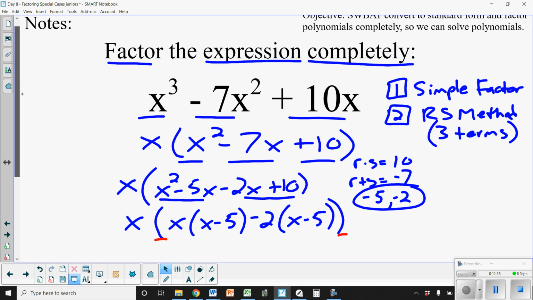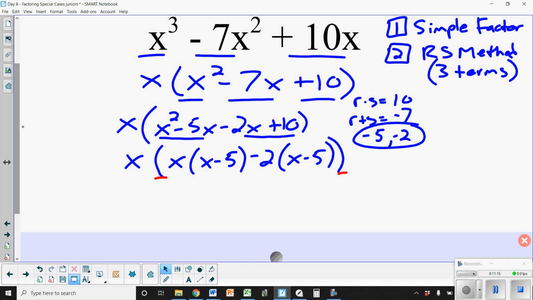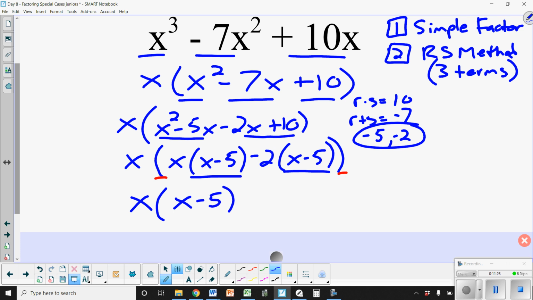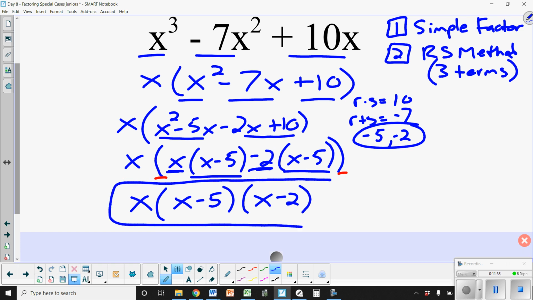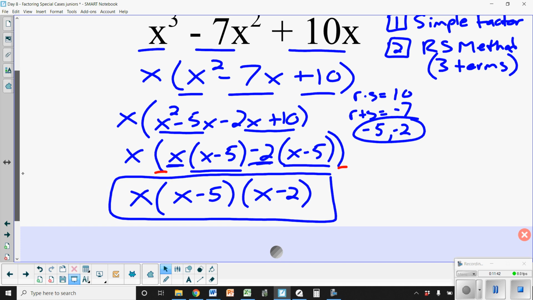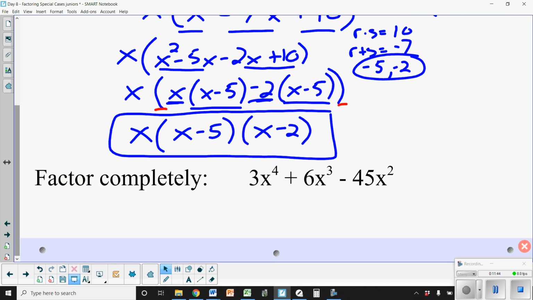All right, and let's move the screen here. So now we notice that this x minus 5 can be factored out. This x out front stays. X minus 5. And then what's left over is this x minus 2. So this is factored completely. I can no longer divide any of these terms and factor it from there. And then I think I have one more here.